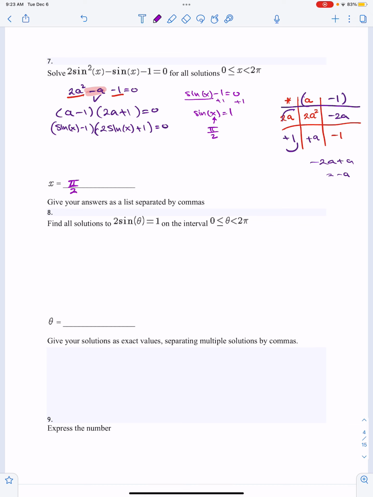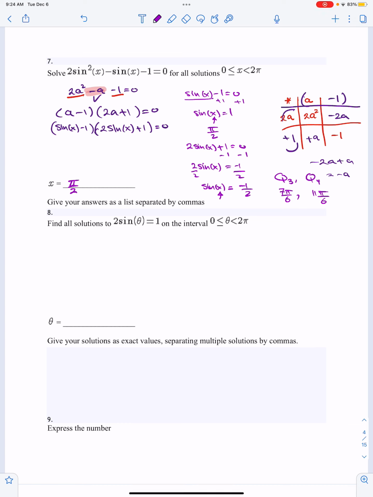And then I will need to solve the second binomial. So I will have 2 sine x plus 1 equals 0. First I'm going to subtract 1. I will get 2 sine x equals negative 1. Divide by 2 both sides of the equation. You get sine x is equal to negative 1/2. I know sine is negative in quadrant 3 and quadrant 4. I'm looking for an angle x such that sine of that angle is equal to negative 1/2. By looking at the unit circle, I see that is 7 pi over 6 in the third quadrant, and it is 11 pi over 6 in the fourth quadrant.